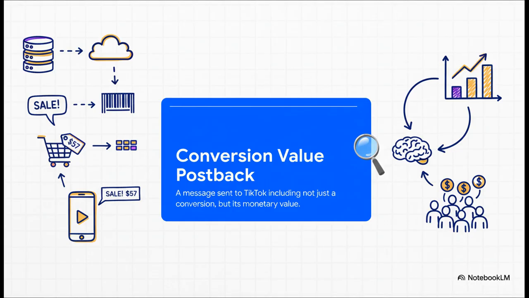So let's be super clear about what we're building here. A conversion value postback, it's just a server-to-server message, but it adds this critical layer of intelligence. Instead of just telling TikTok, hey, a sale happened, you're telling it, hey, a $57 sale just happened. And that is the key to teaching TikTok's algorithm how to find you more high-value customers.